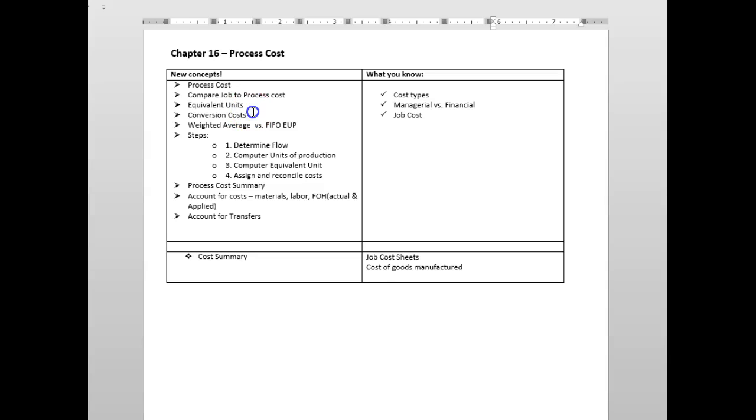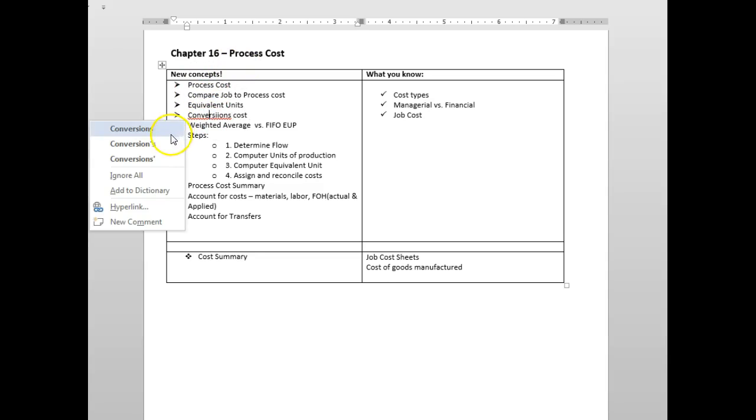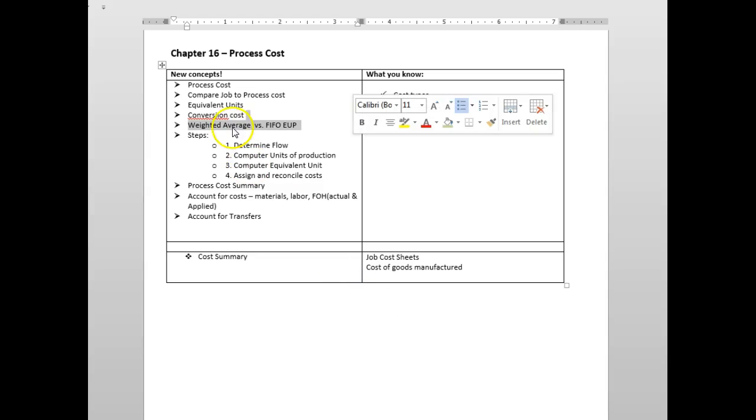And conversion costs, remember, were direct labor and factory overhead. Those were conversion costs. I've really messed that up, haven't I? Okay, so everybody's seen me mess it up.